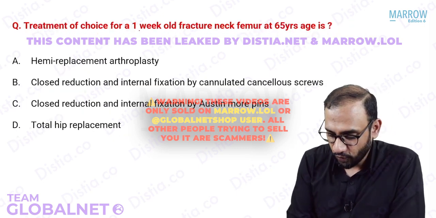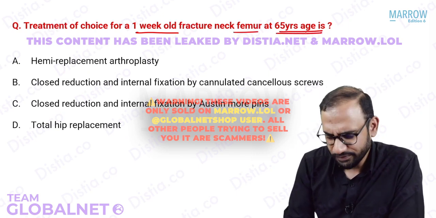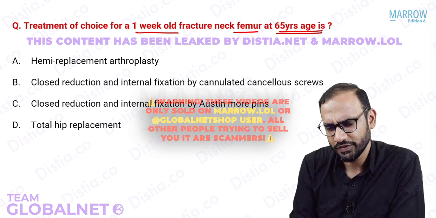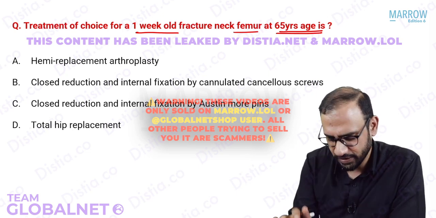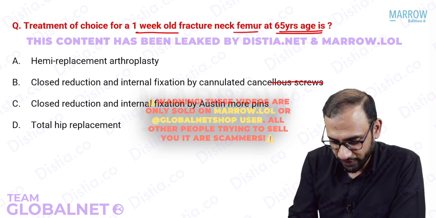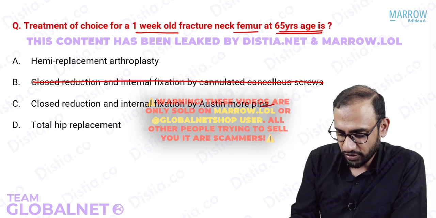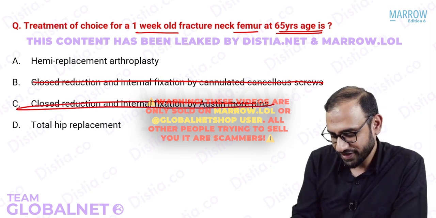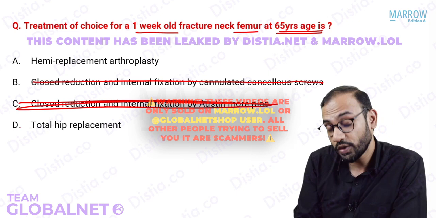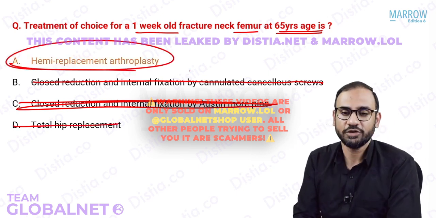Now, treatment of choice for a 1-week-old fractured neck of femur in a 65-year-old patient. 65, what will you do? Without even looking at the options, I know I'll do hemiarthroplasty. Hemi replacement arthroplasty, close reduction internal fixation with cannulated cancellous screws. No, I will not fix it. Close reduction of internal fixation, Austin Moore prosthesis. Austin Moore is outdated and there is no close reduction there. It's a replacement. Total hip replacement only if the hip had pre-existing problem. So I will go with a hemi replacement arthroplasty.